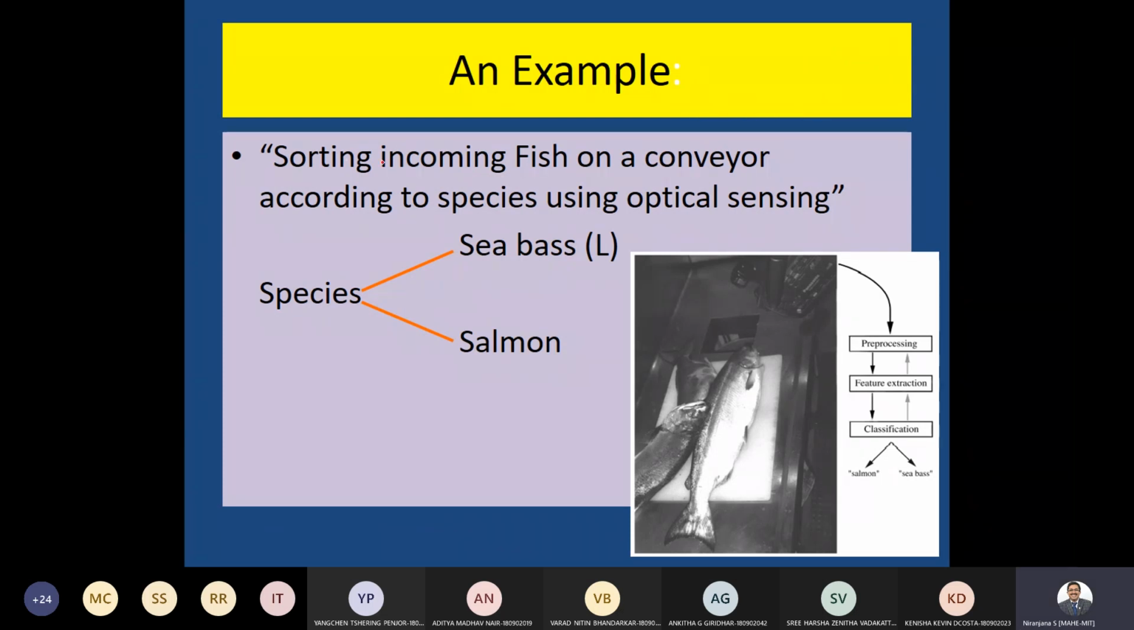It talks about how we can sort arriving fish through a conveyor belt. That means if you have a fish industry, how you can automate it. Automation of sorting of a kind of fish as an object on a conveyor belt. How these types of fishes can be optically sensed and categorized, and how they can be packed maybe separately. These are the issues considered in the packing industry, right?